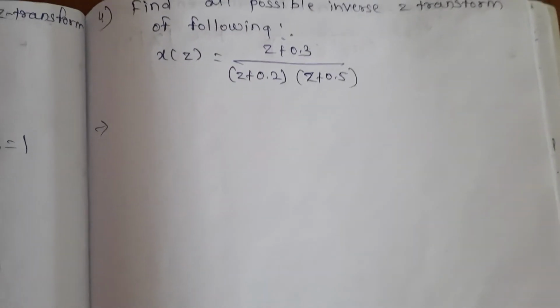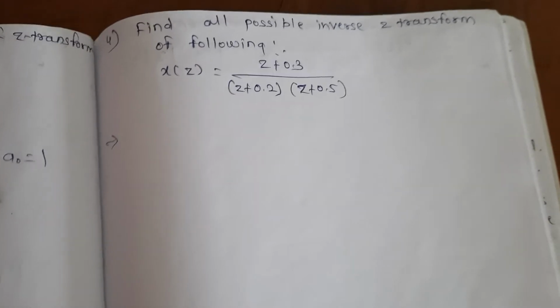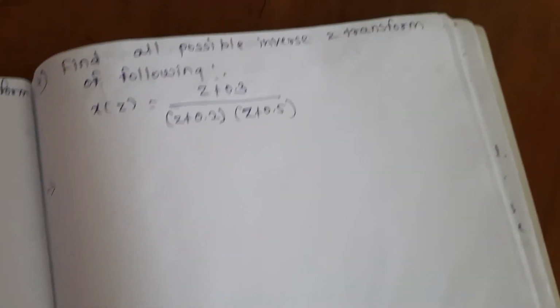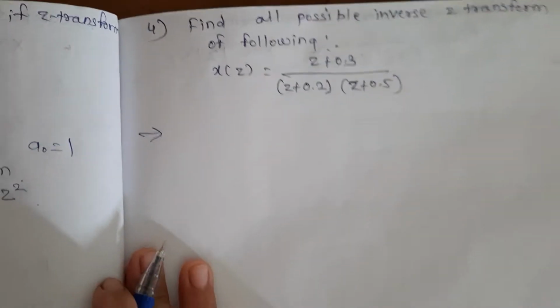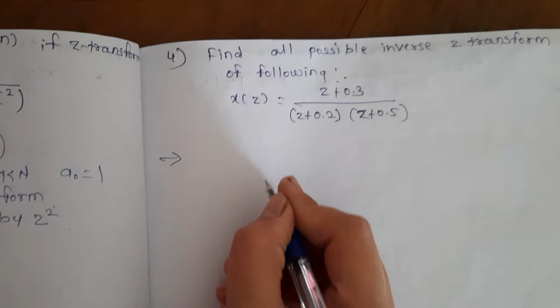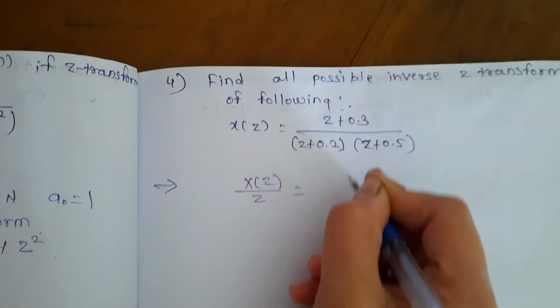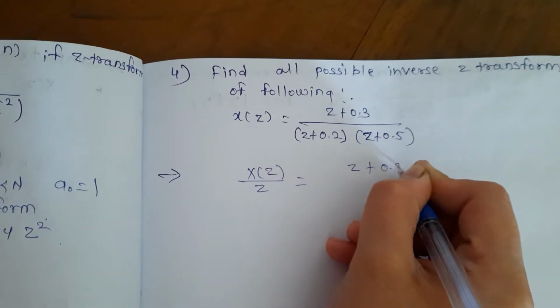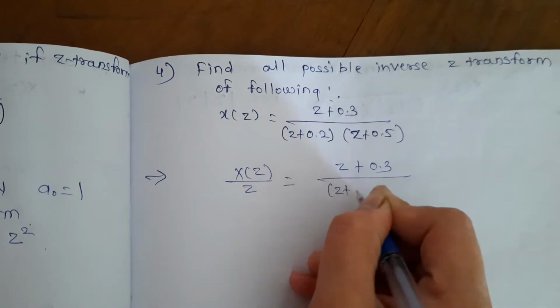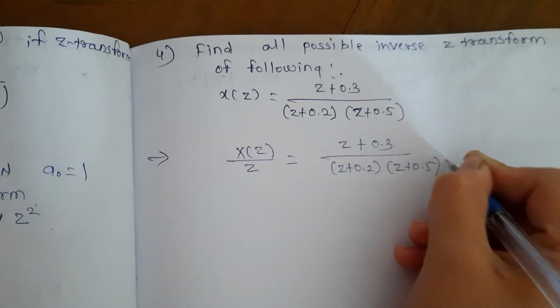Find all possible inverse Z transforms of the given function, where X(z) is (z + 0.3) divided by (z + 0.2)(z + 0.5). Now we write X(z)/z: we divide by z on both sides, so it is (z + 0.3) divided by z(z + 0.2)(z + 0.5).